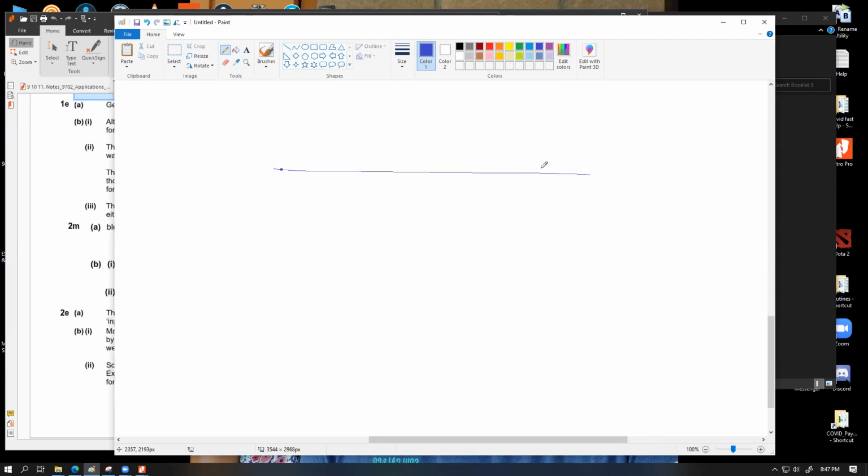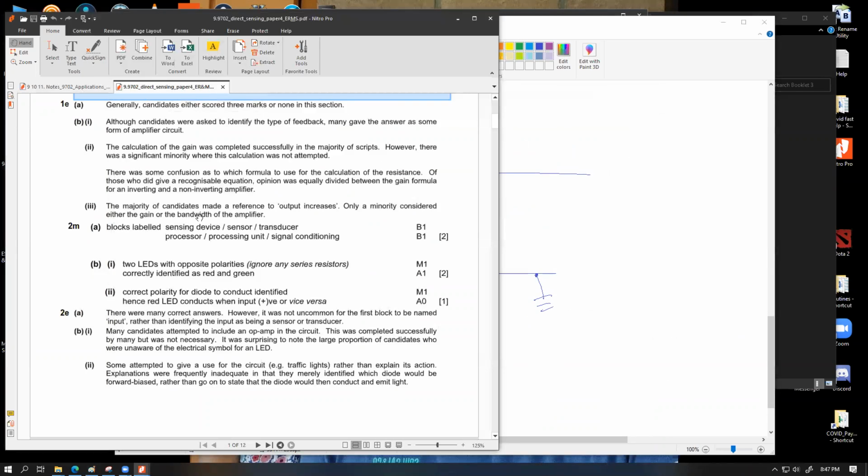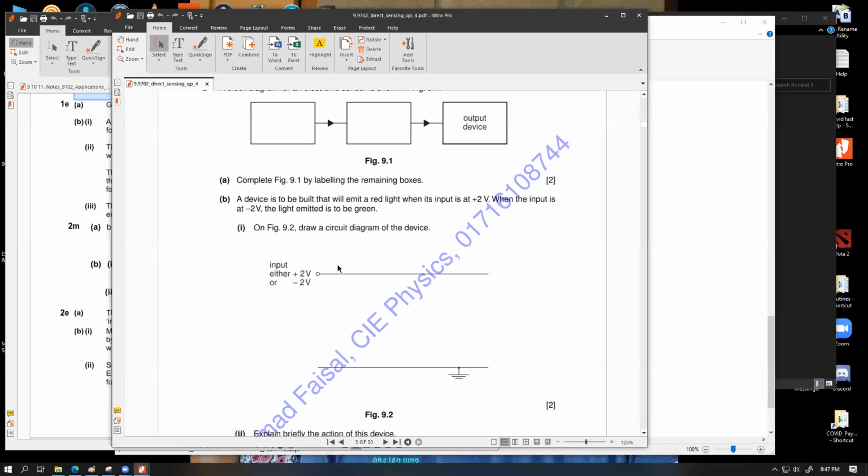For example, let's say this is your plus minus 2 volt supply, and this is your ground. So other than showing an LED, because the question didn't specify যে আমাদেরকে LED আঁকতে হবে, question কিন্তু LED কথা specifically বলা নাই। question কি বলছে? A device will emit a red light and it will emit a green light.